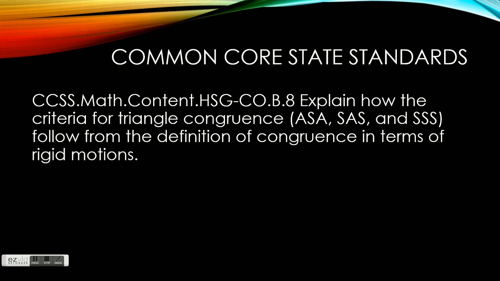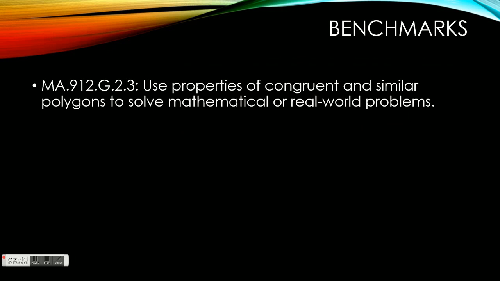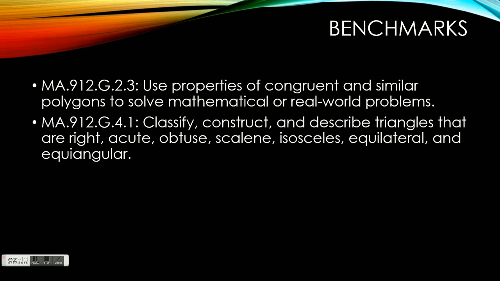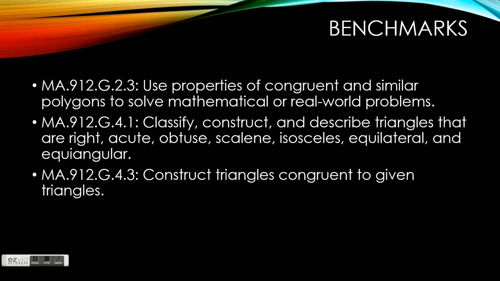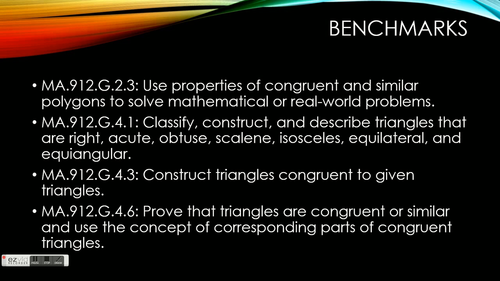Common Core Standards. Explain how the criteria for triangle congruence follow the definition of congruence in terms of rigid motions. Benchmarks. Use properties of congruent and similar polygons to solve mathematical or real-world problems. Classify, construct, and describe triangles that are right, acute, obtuse, scalene, isosceles, equilateral, and equiangular. Construct triangles congruent to given triangles. Prove that triangles are congruent or similar, and use the concept of corresponding parts of congruent triangles.